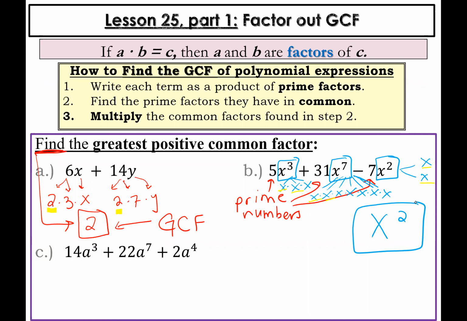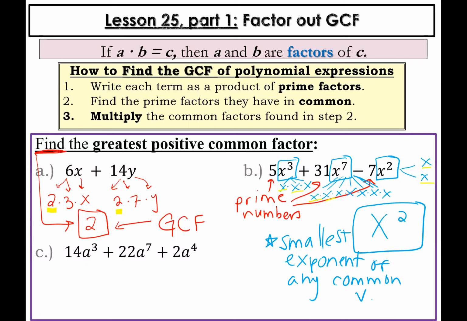So if you need a shorter and less elaborate way of figuring that out, we're going to take the smallest exponent of any common variable. So if you notice your terms having the same variable, the same letter in each term, pay attention to the exponents. The GCF, the greatest common factor, will just be the one with the smallest exponent.